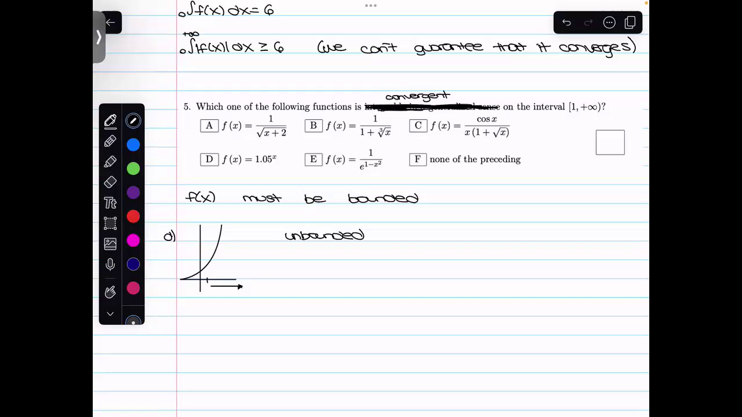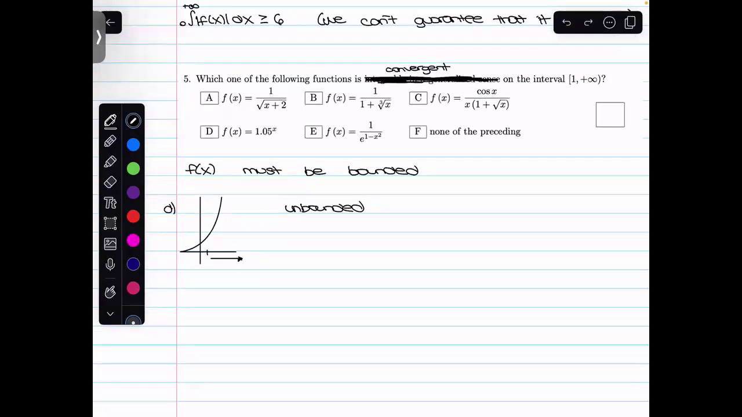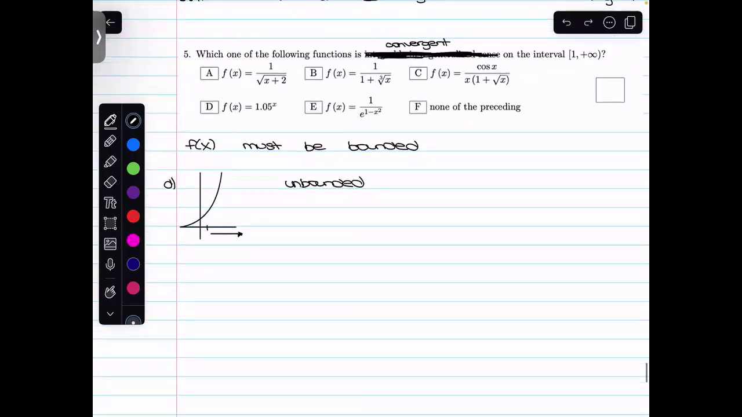And it's not convergent. Just to clarify, notice how if you had taken the opposite direction, it would be bounded. So then maybe the integral could converge. But on the interval that we're considering, it's unbounded. So we're not going to bother trying to integrate it.